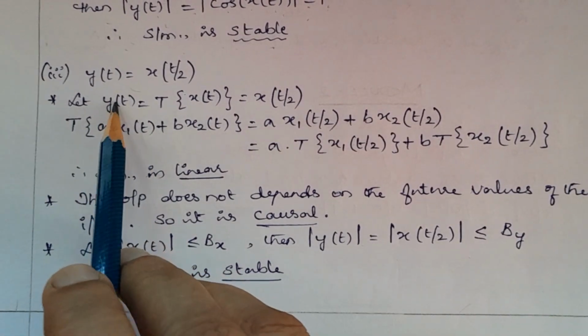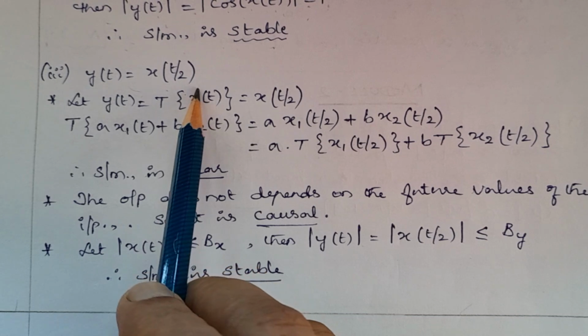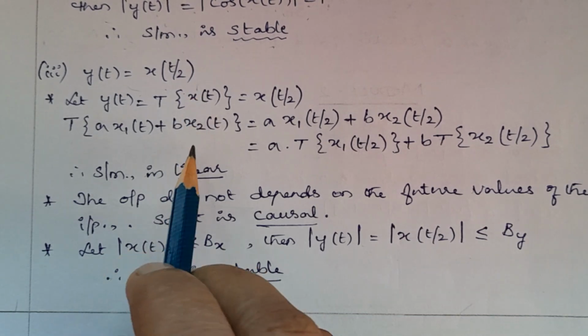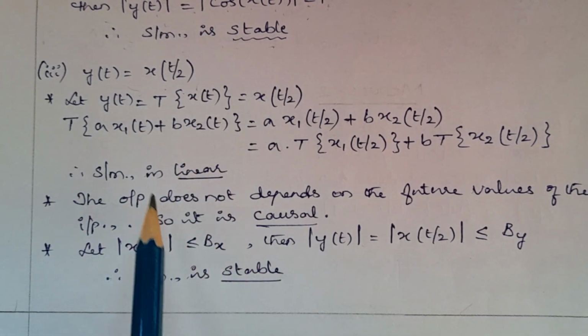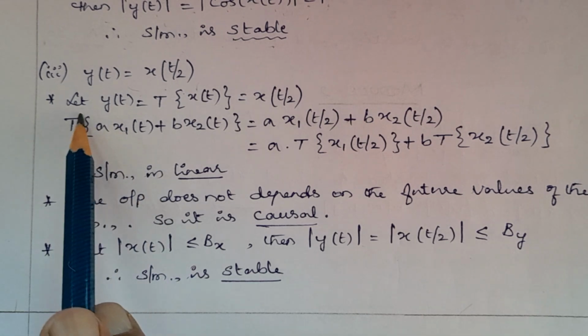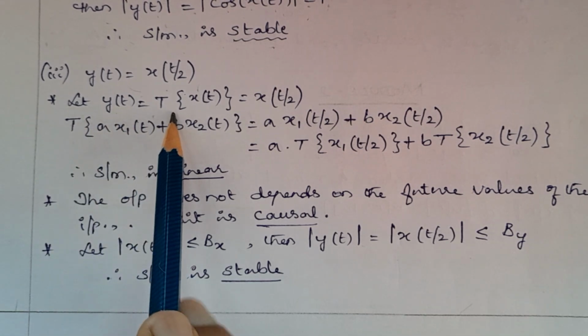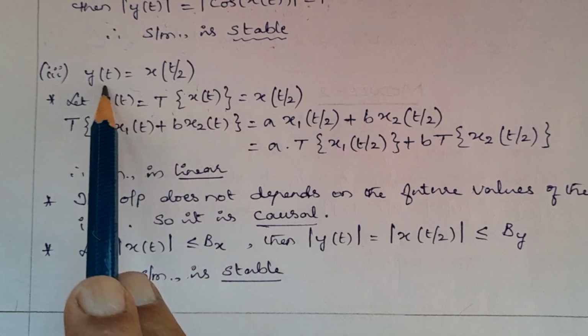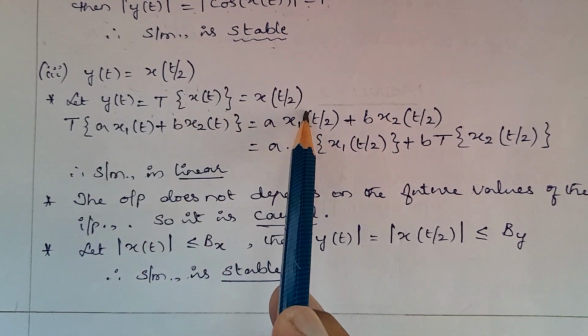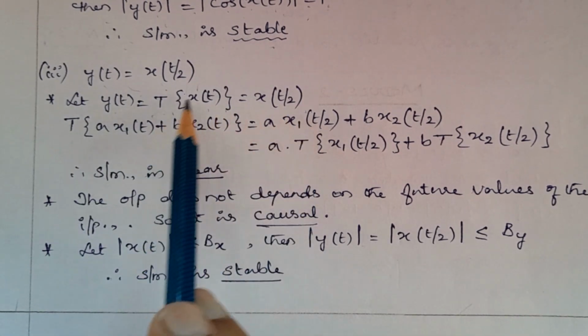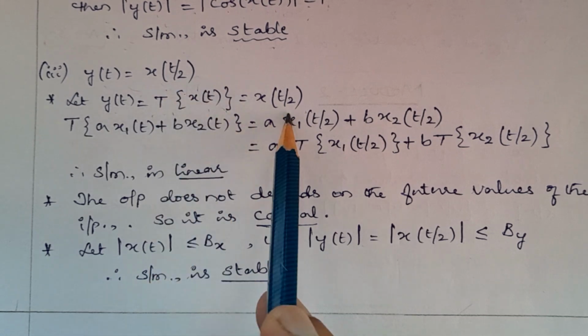Third one, y of t equal to x of t by 2. First we have to check whether it is linear or non-linear. So let y of t equal to T of x of t. Okay. T of x of t is x of t by 2.